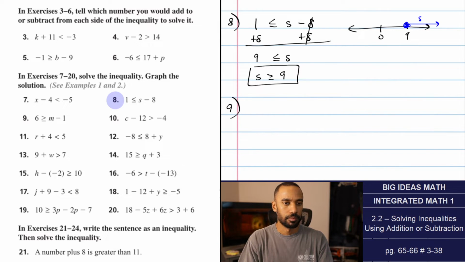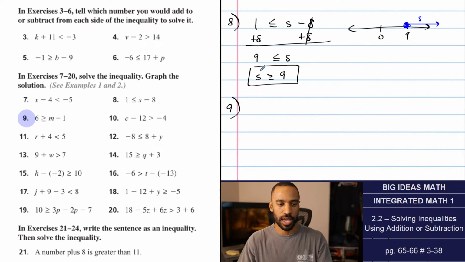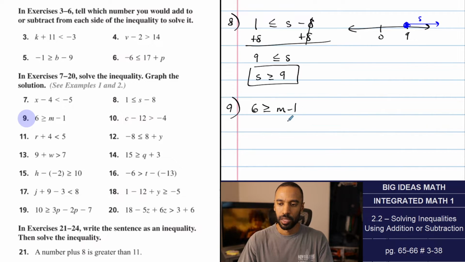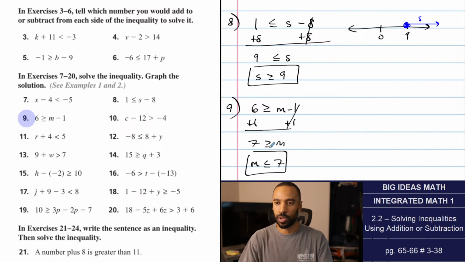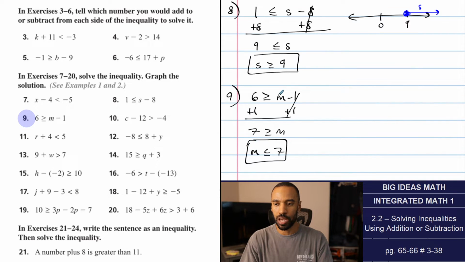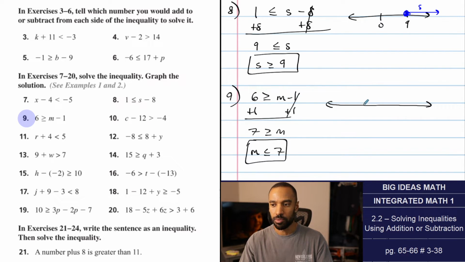Number 9. Again, variable on the right side, so eventually we're going to write it on the left side once we solve it. 6 is greater than or equal to m minus 1. We're adding 1 to both sides, and we get 7 is greater than or equal to m, or m is less than or equal to 7. And just a reminder what we're doing, I'm sure you can tell, but we're trying to find what values of m will maintain the original inequality holding up. If I plug in numbers that are 7 or smaller, then 6 will definitely be greater than or equal to those. If I plug in numbers too big, well, it doesn't work.